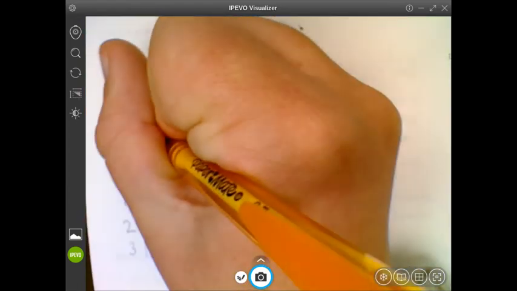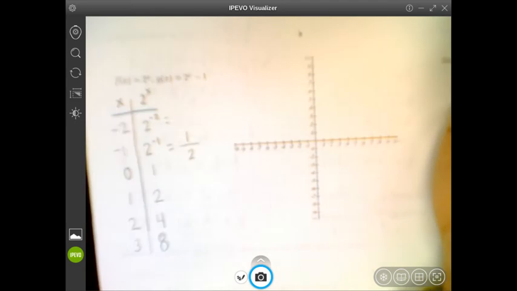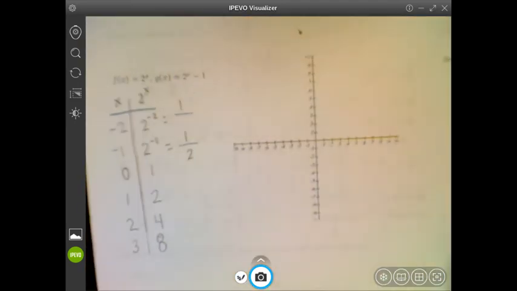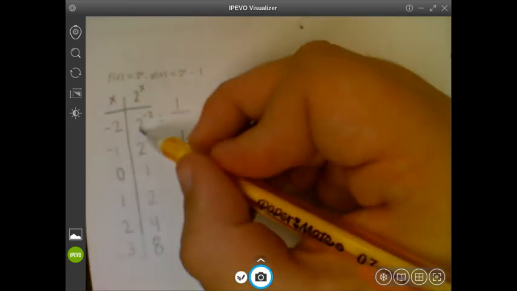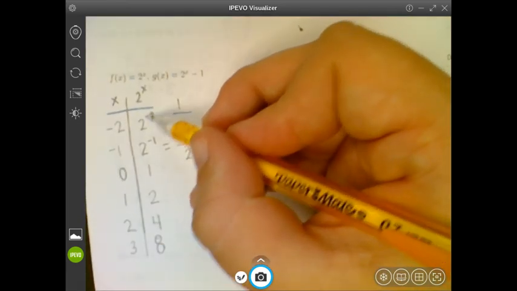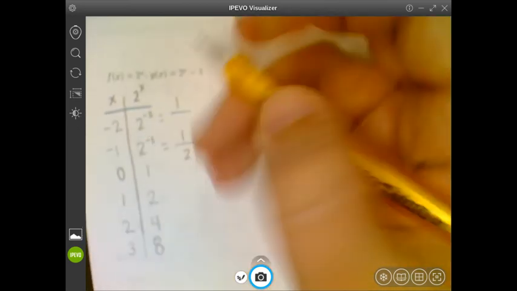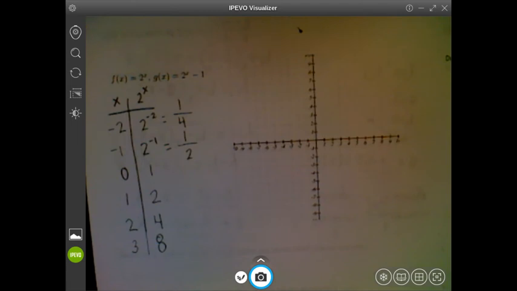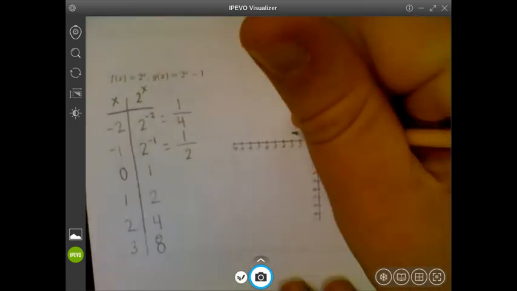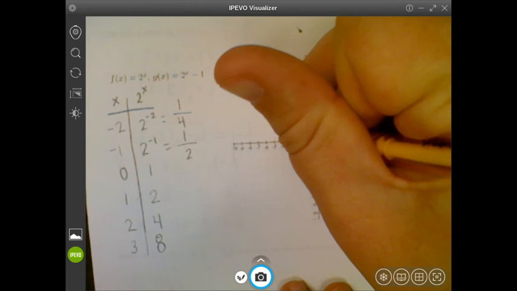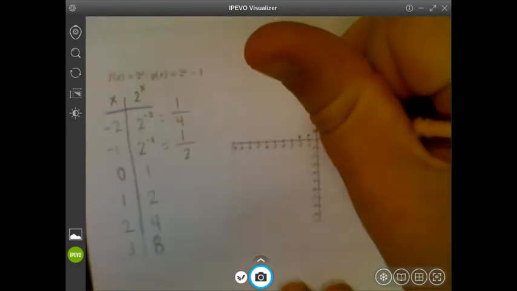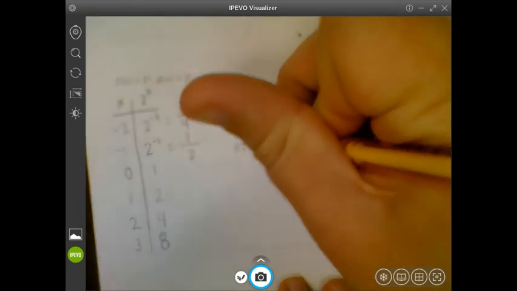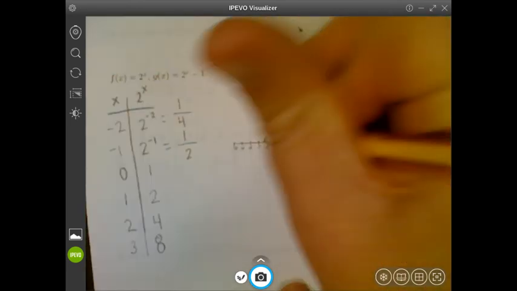Continuing in this direction, if you looked at 2 to the negative second, because of the negative, it would turn into a fraction. And in the denominator of that fraction would be 2 to the power of 2. It's not negative anymore because it's going to go in the denominator. So 2 to the power of 2 is 4. So that would be 1/4. And so what we can see is that we would have negative 2, 1/4, negative 1, 1/2, 0, 1, 1, 2, 2, 4, and then 3, 8. And so we would have a graph that looks like this.